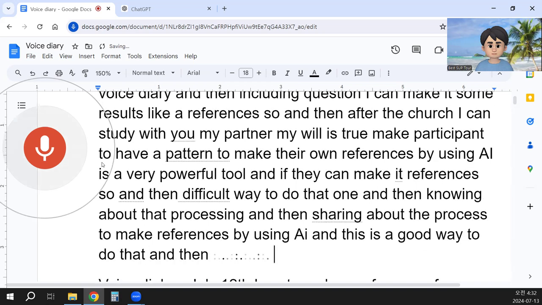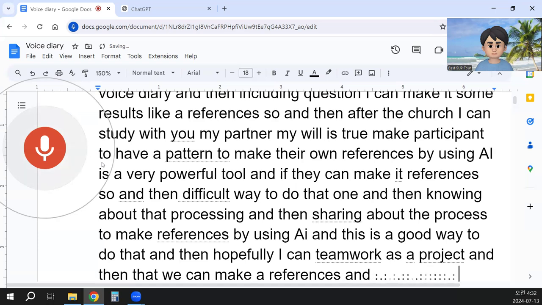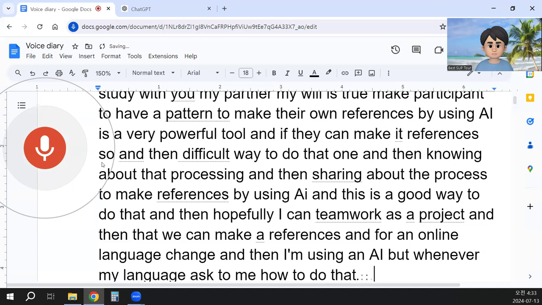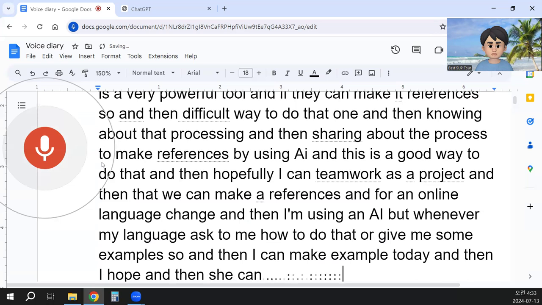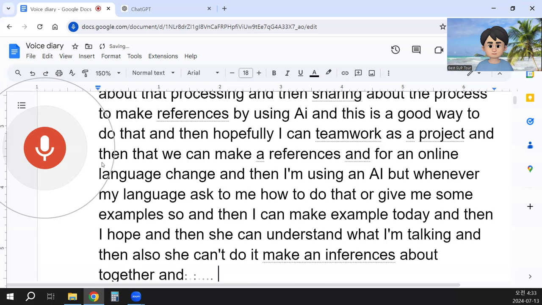And then hopefully we can teamwork as a project and make references for an online language exchange using AI. One of my language partners asked me how to do that, or to give some examples, so I can make the example today. I hope she can understand what I'm talking about and also get involved in making references with AI, sharing together, and then other participants who want to do online language exchange can also make references.